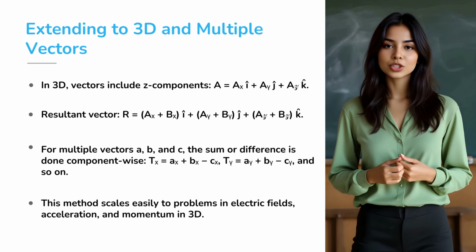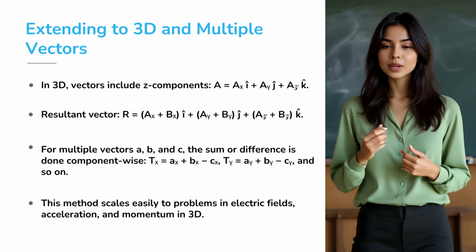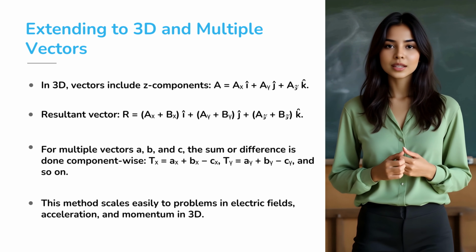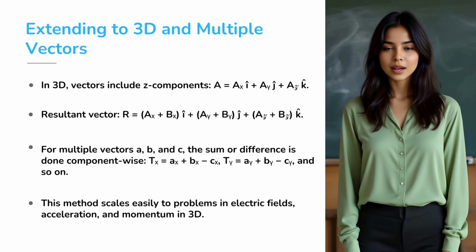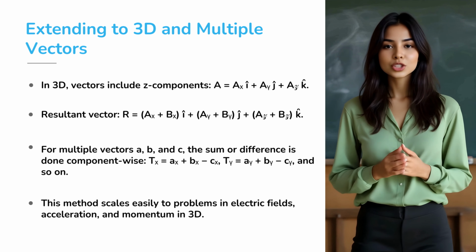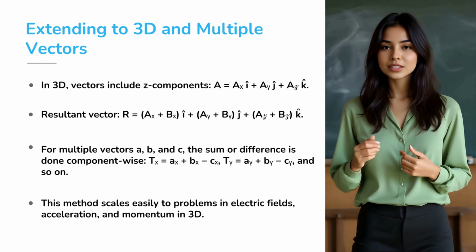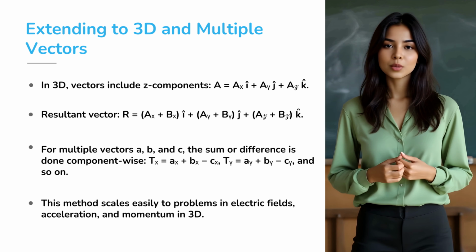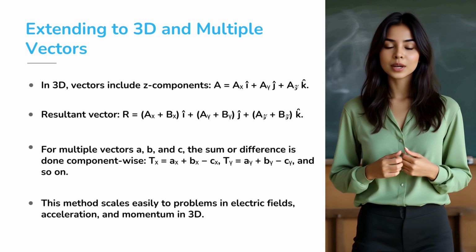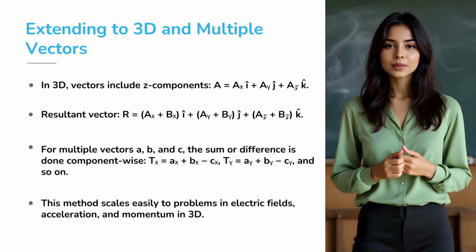In 3 dimensions, a vector becomes A equals A x i cap plus A y j cap plus A z k cap. To add two vectors A and B, we simply add each component: R equals (A x plus B x) i cap plus (A y plus B y) j cap plus (A z plus B z) k cap.